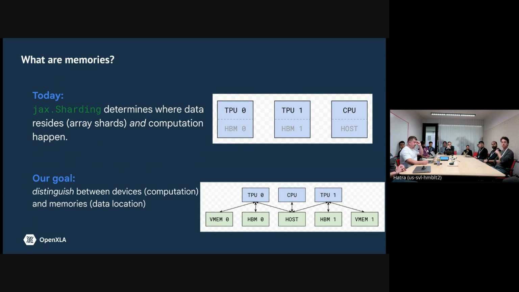So the goal is that JAX wants to keep memories and devices, compute and data, as separate concepts. You might have a TPU device that has VMEM, HBM, and host memory, and a CPU device that can access the host memory, or a GPU, the same thing. On NVIDIA GPUs, you can easily access memory that is on device. You can access pinned memory, which is on the host, and the GPU driver takes care of moving the data and memory pages. And we want to be able to represent that in JAX and XLA and use that mechanism for host offloading.